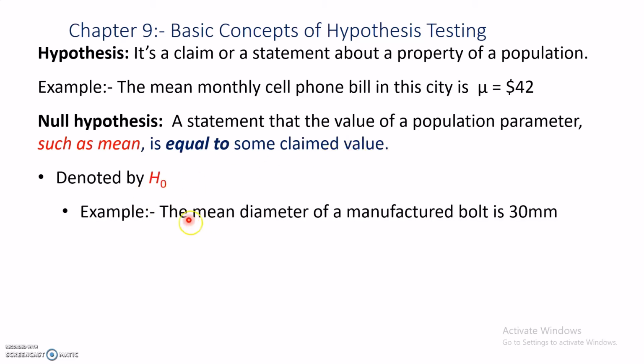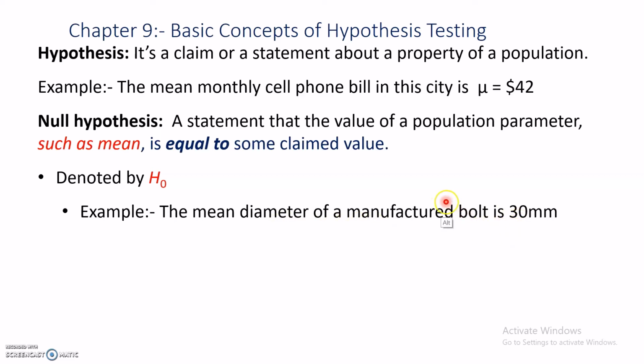For example, look at that. The mean diameter of a manufactured board is 30 mm. We are giving a claim about a population mean, that it is equal to 30 mm, and we denote the null hypothesis by the symbol H sub 0. H for hypothesis and 0 for initial. That's the initial hypothesis, the null hypothesis. So the mean diameter of a manufactured board is 30 mm.